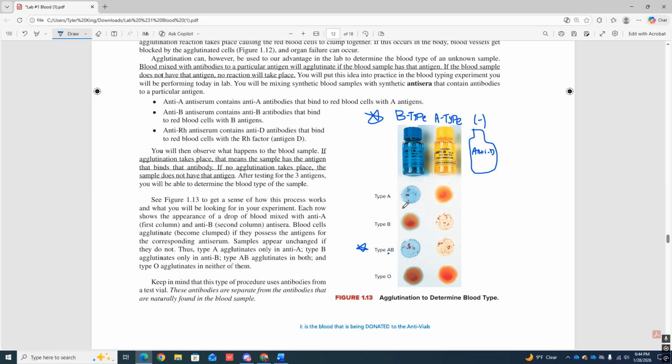Because we see this pattern, that means that the blood is being donated to the vial. That's the way it's taking place. It's not receiving it, it's donating it. That's why we're seeing these reactions here, okay? So furthermore, let's bring over our example.